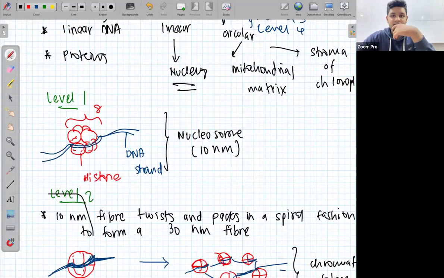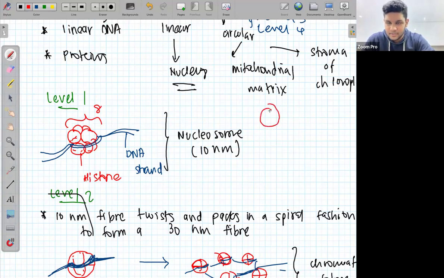Here, at the first level, a complex of 8 histone proteins is built in the shape of a structure, and the DNA winds around it, forming a structure called a nucleosome. This is one nucleosome, this is another nucleosome. Between two nucleosomes there is a stretch of DNA which connects them. The stretch of DNA that connects the two nucleosomes is called linker DNA. Can you understand that?